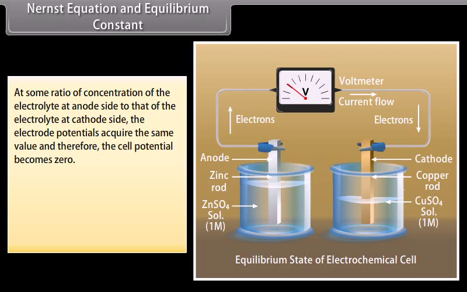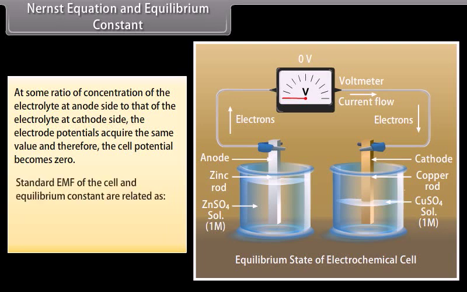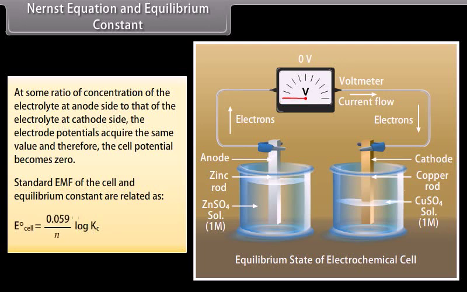Ultimately, at some ratio of concentration of the electrolyte at anode side to that of the electrolyte at cathode side, the electrode potentials acquire the same value and therefore the cell potential becomes zero. At this stage, the electrochemical cell stops working and the cell is in a state of equilibrium. By knowing the standard EMF of the cell, the equilibrium constant for the cell reaction can be calculated as E naught cell is equal to 0.059 upon n log Kc.